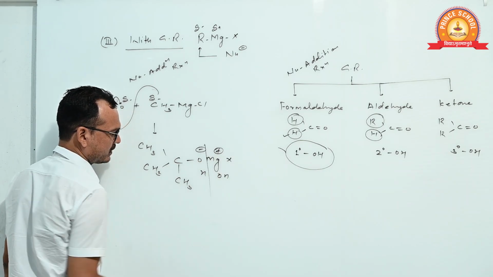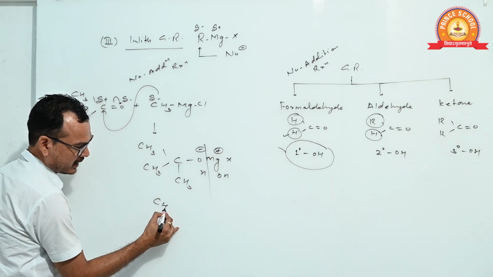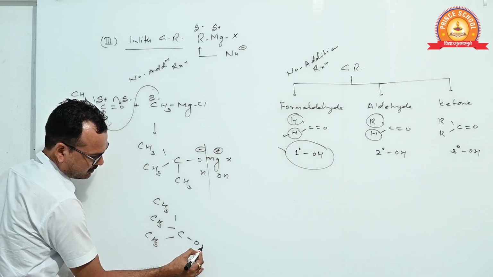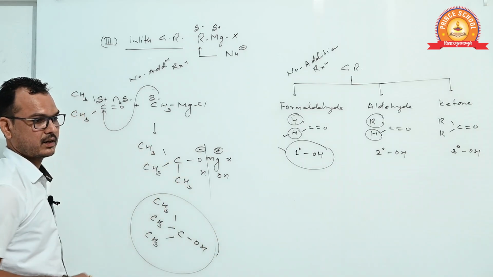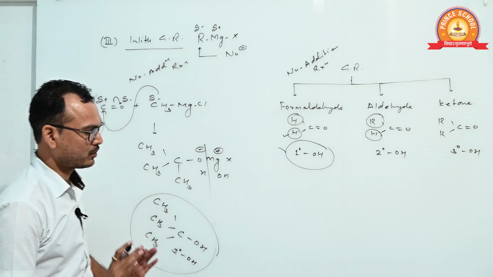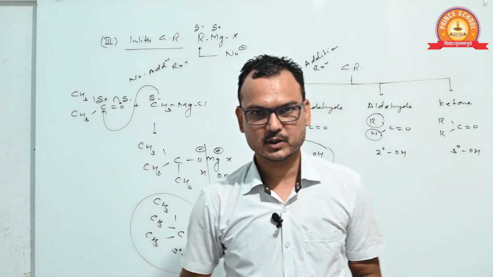After hydrolysis we get 3 degree alcohol, CH3, and this converts into OH. Clear? It is the 3 degree alcohol. Then you memorize some important points of this reaction.